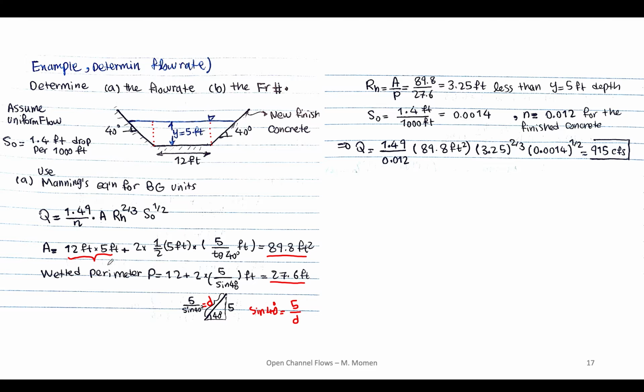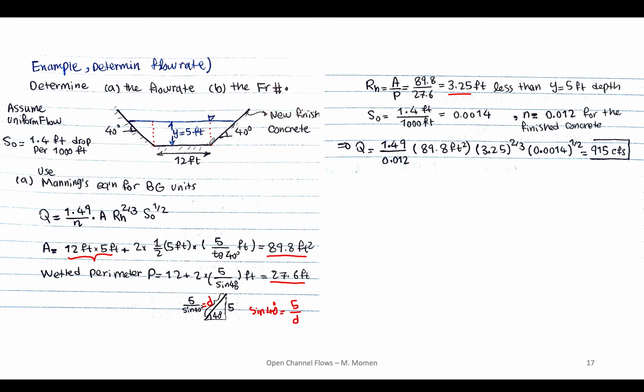So now that I have A and P, I can calculate the hydraulic radius in this open channel flow system, which is going to be 89.8 over 27.6, which is 3.25 foot, which is less than the depth of the fluid, which is 5 foot depth. So you can see that the hydraulic radius here, the effective depth actually, in this problem is going to be less than the depth of the fluid because we have these two additional triangles here.